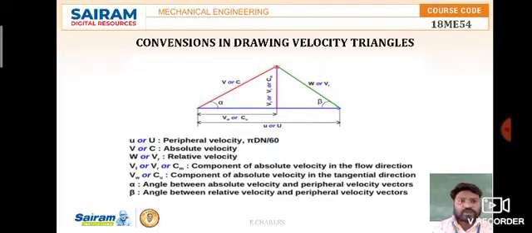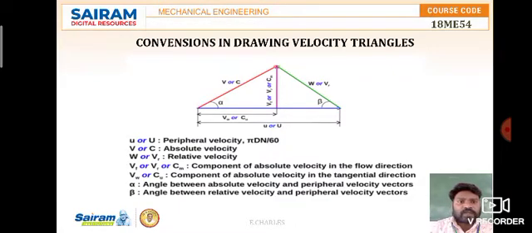So V is the absolute velocity, alpha, and then VW or CU we can call it, we take VW, and the entire velocity is nothing but U, and the outside velocity, that is VR, that is the relative velocity, and the middle line is the flow velocity, and beta is the blade angle. Okay, so it's the same thing we will see.